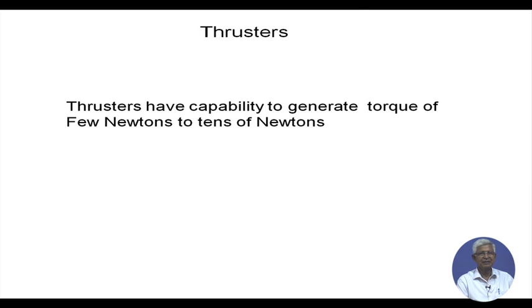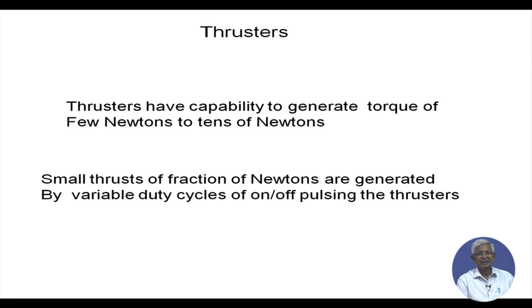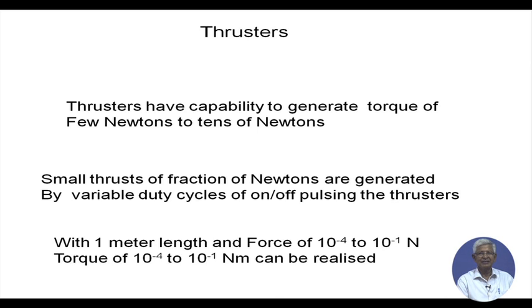And how is it done? Thrusters have the capability to generate thrust of the order of a few newtons to tens of newtons, and if a very small thrust is required, a fraction of a newton, that can be generated by a variable duty cycle of expelling the fuel, or the on-off pulsing of the thrusters. With approximate calculation, with 1 meter length and a force of 10 to the power minus 4 to 10 to the power minus 1 newton, a torque of 10 to the power minus 4 to 10 to the power minus 1 newton meter can be realized. Simple.